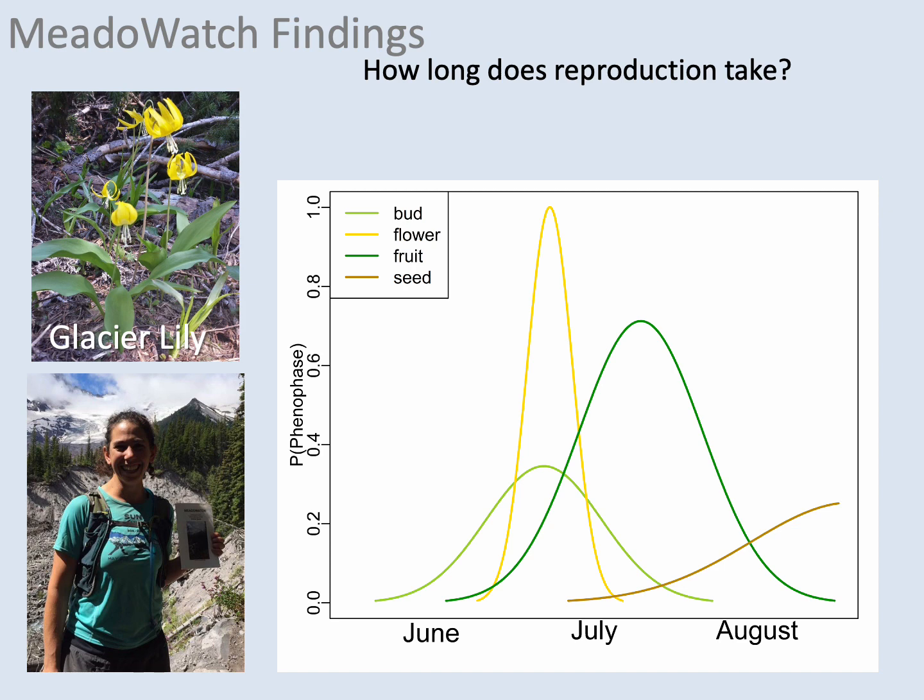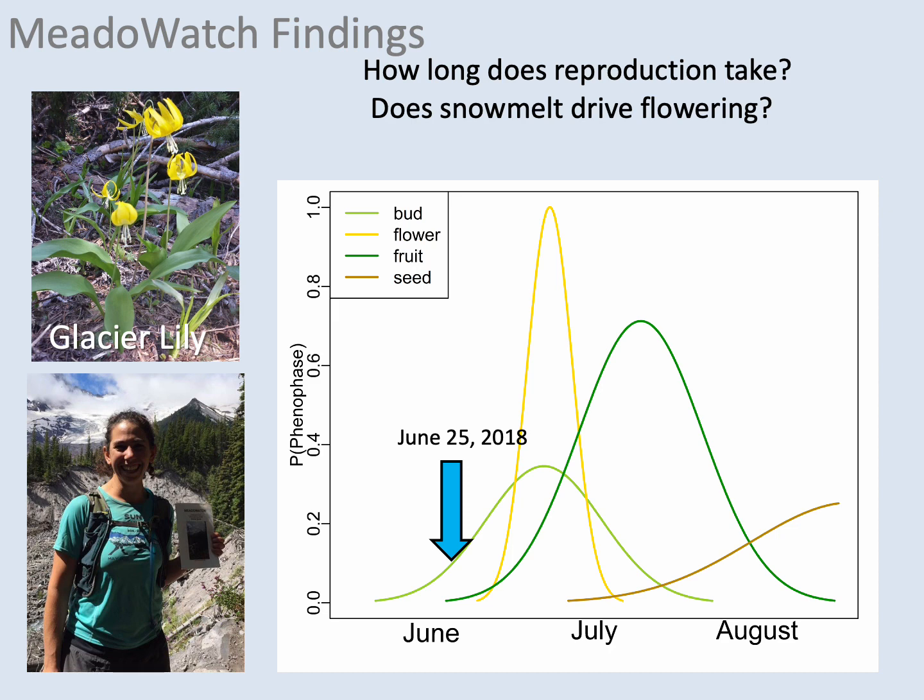We can also use this data in combination with the information on when snow melted at these plots to ask whether the timing of reproduction is driven by snow melt. For example, we know that snowmelt in this plot in this year occurred on June 25th, 2018. We can compare that date collected from each plot to the date of peak flowering, for example, at each plot to ask whether later snowmelt leads to later flowering or later production of buds, fruits, or seeds.